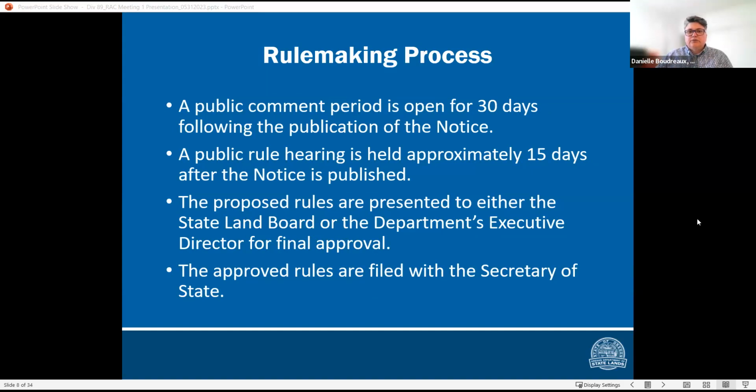So then the proposed rules are presented to either the State Land Board or the department's executive director for final approval. The approval for the general authorizations go to the executive director. And then once the rules are approved, they're filed with the Secretary of State. Are there any questions about the rulemaking process? This was a very high level overview.